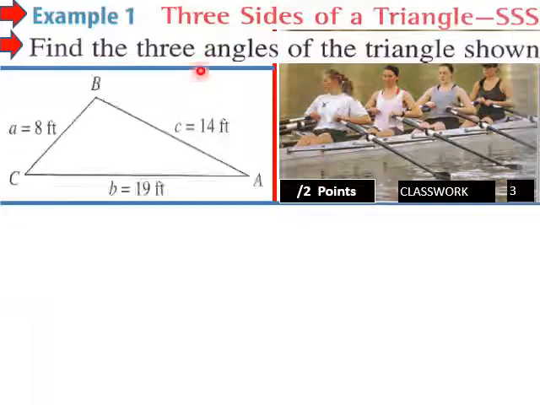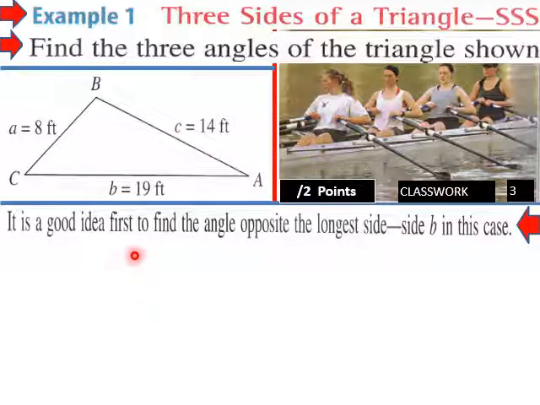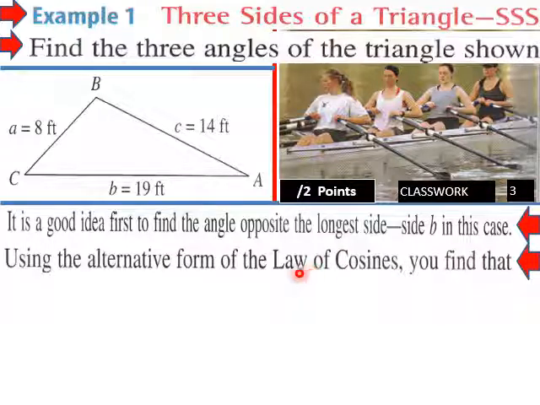Okay, let's go into example 1. Three sides of a triangle, SSS, side, side, side. Find the three angles of the triangle shown. So we have our three sides here. It is a good idea first to find the angle opposite the longest side. That looks like it will be this one here, side b. I think, yeah, this is your longest side. So it'll be angle B in this case.